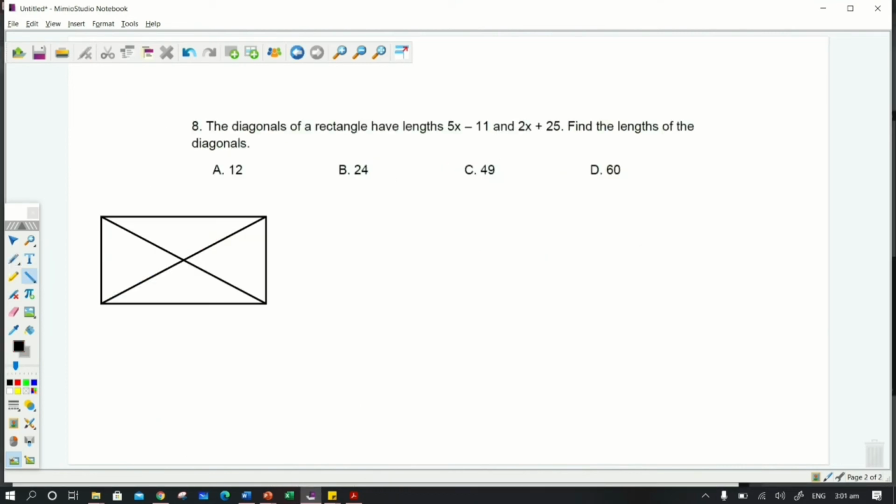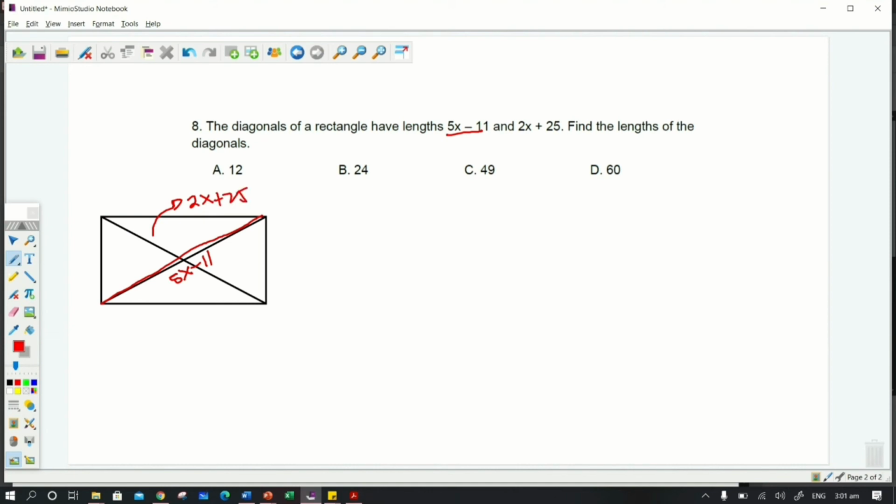Okay, sagutan natin yung tanong sa inyong module. Let's say the diagonals of a rectangle have lengths 5x minus 11 and 2x plus 25. So find the length of the diagonals. So in this problem, given ay dalawang diagonal. So we have 5x minus 11. So kunwari, itong diagonal na to, this measures 5x minus 11. And then we have the other diagonal which measures this one, 2x plus 25.